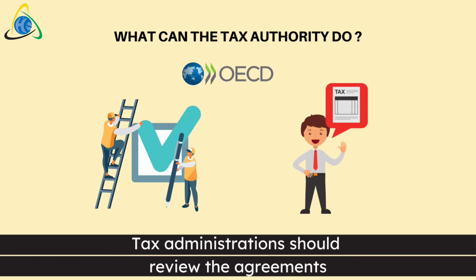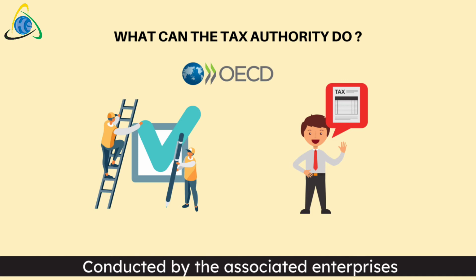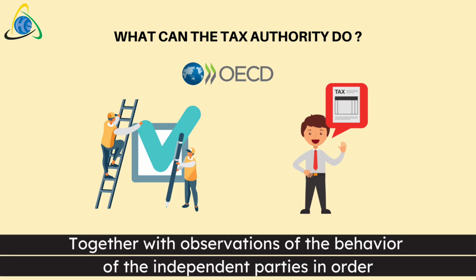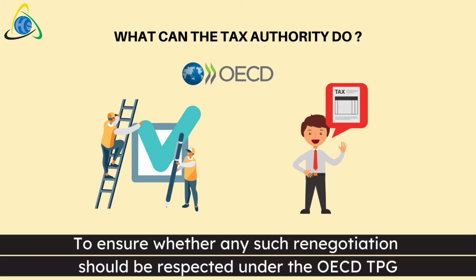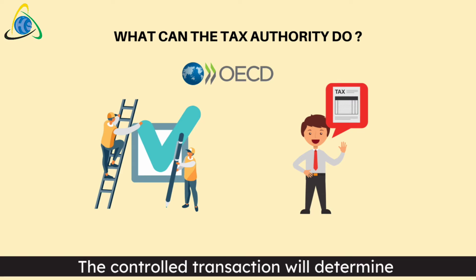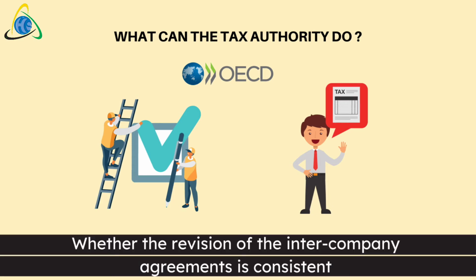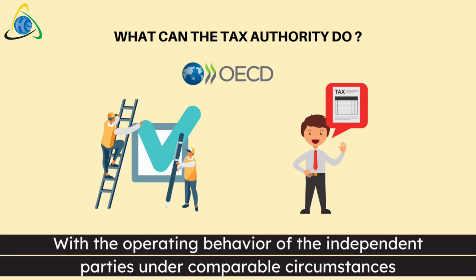So, what can the tax authority do? Tax administration should review the agreements conducted by the associated enterprises, together with observations of the behavior of the independent parties, in order to ensure whether any such renegotiation should be respected under the OECD transfer pricing guidance. The controlled transaction will determine whether a revision of the intercompany agreements is consistent with the operating behavior of independent parties under comparable circumstances.